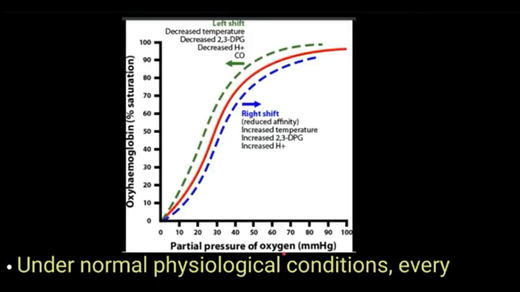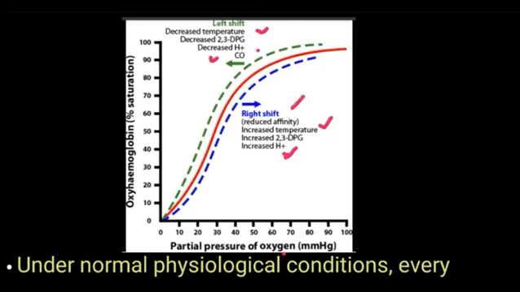When the partial oxygen pressure is high, the temperature is low, there is a decrease in hydrogen ion concentration and low carbon dioxide pressure, then the curve will shift towards the left side. When there is high carbon dioxide pressure, an increase in temperature and an increase in hydrogen ion concentration, the curve will shift towards the right side.